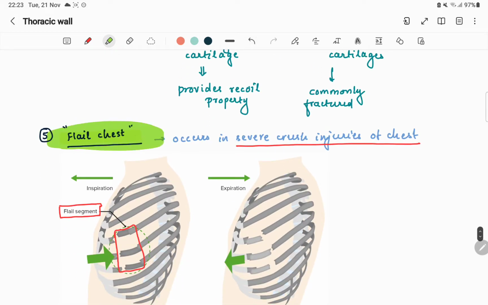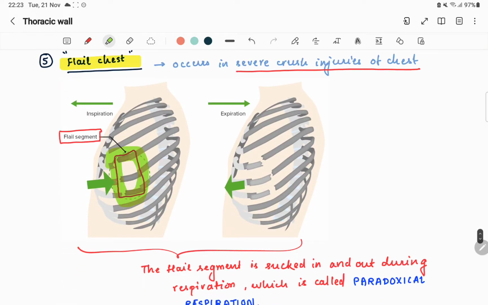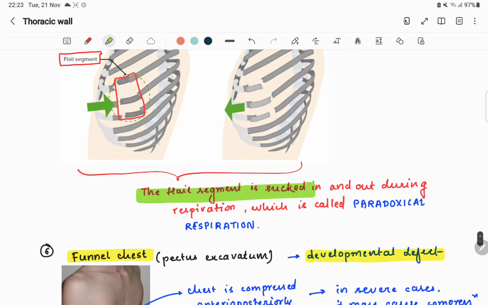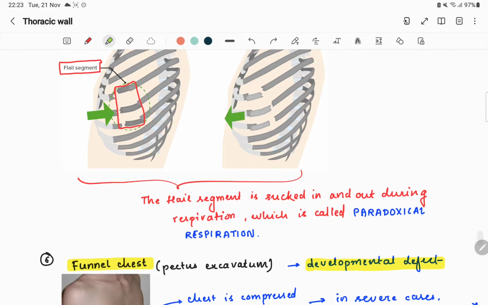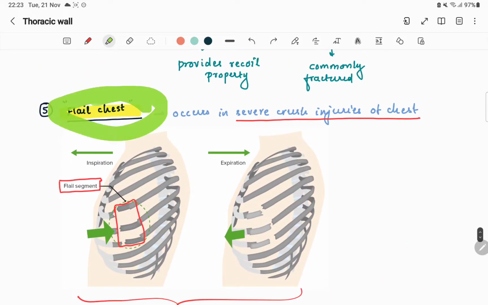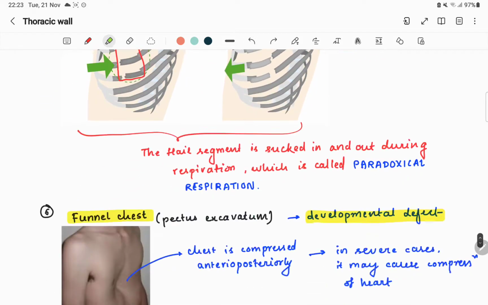Flail chest. What is a flail chest? It occurs in severe crush injuries where a part of the ribs, like 1, 2, 3 ribs, has broken down and is forming a separate segment. This segment moves during inspiration and expiration. So this flail segment is sucked in and out during respiration, which is called paradoxical respiration. So what is paradoxical respiration? It occurs due to the flail chest.